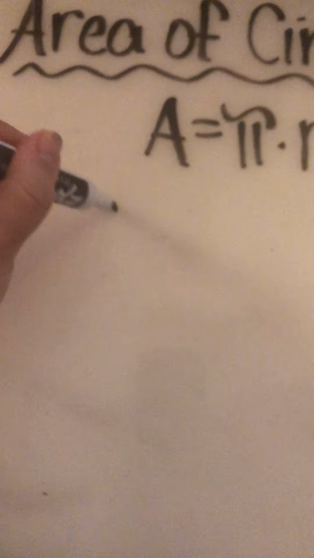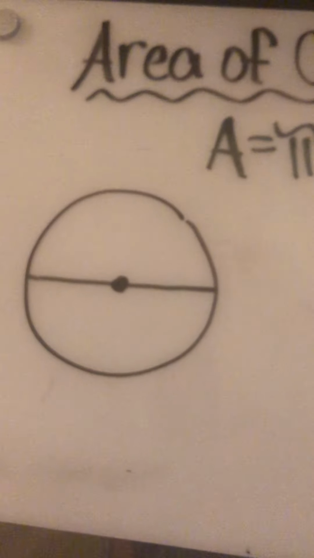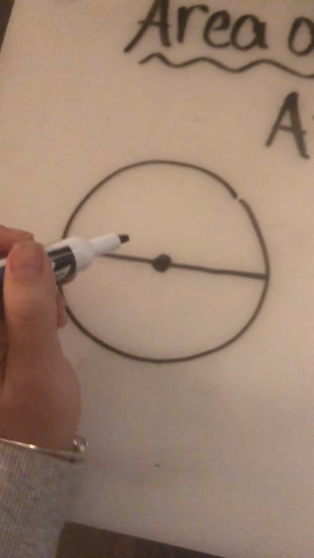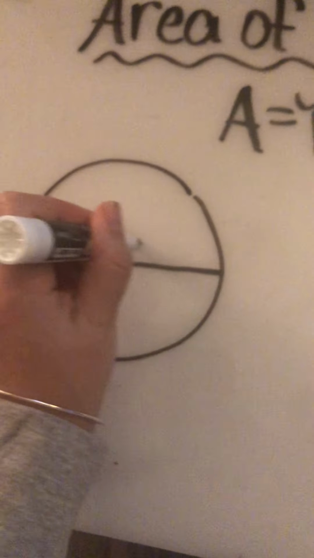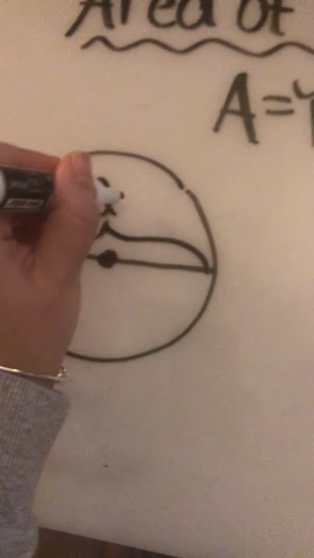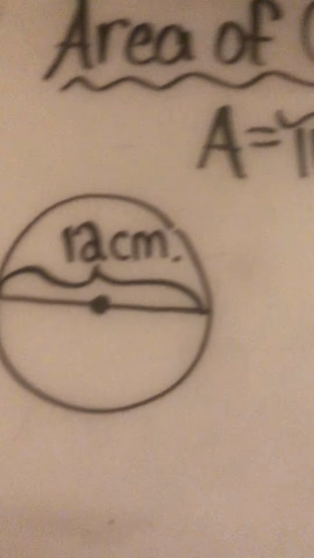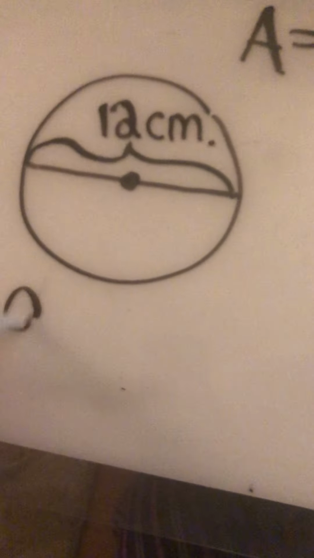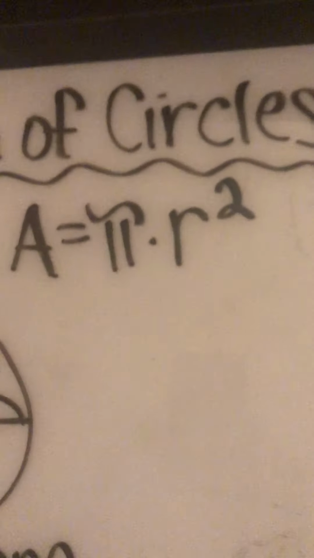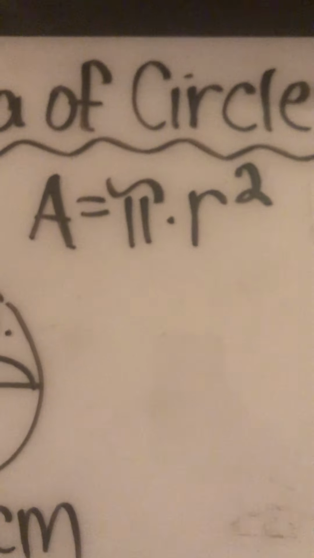And then we would be provided a circle. And then sometimes, instead of a radius, they may give us a diameter. So in the lesson, for the we do, you'll see that we were given a diameter, and the diameter's measure is 12 centimeters. Now, we know that the diameter is 12, but the problem is that our area formula needs a radius.